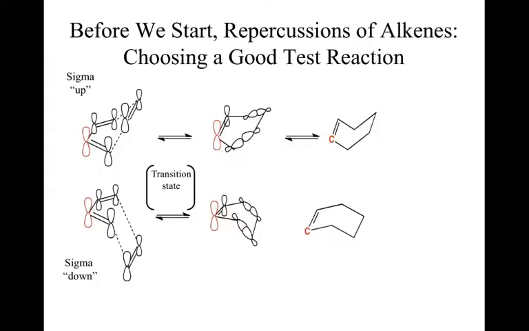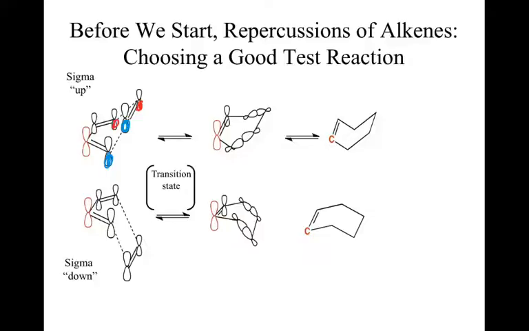But before we start, we run into kind of a big repercussion of our alkenes. If we have our alkenes interact, remember, it's our p orbitals that are interacting with each other. We are trying to get this p orbital to interact with this p orbital. We're trying to get this p orbital to interact with this p orbital.